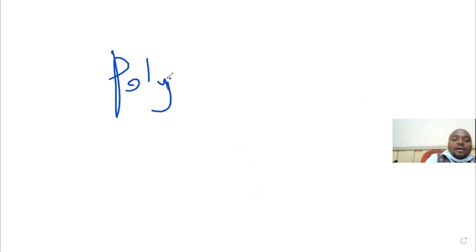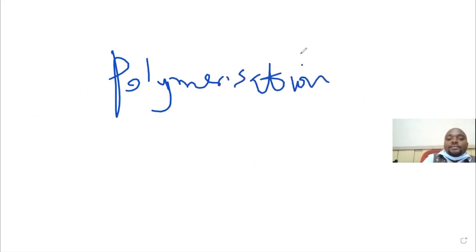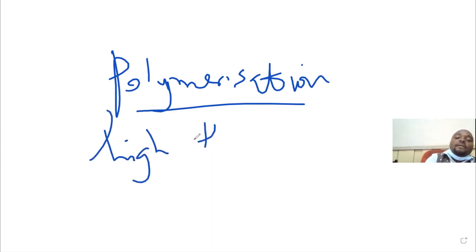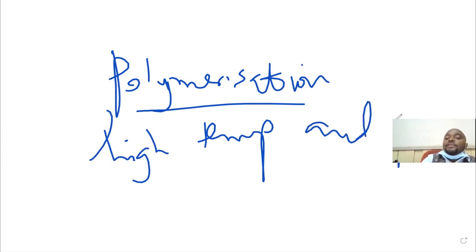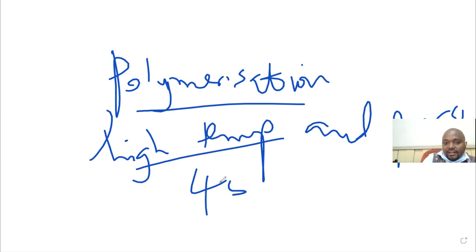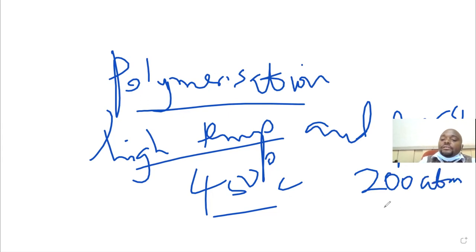Next, we have the self-addition process or mechanism, which we call polymerization. Conditions for polymerization: we have high temperature and pressure. High temperature is above about 450 degrees Celsius. Practically it's very high. Then the pressure is above 200 atmospheres. Those are the reactions.